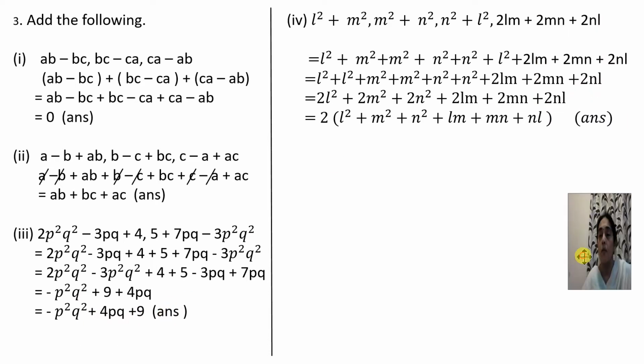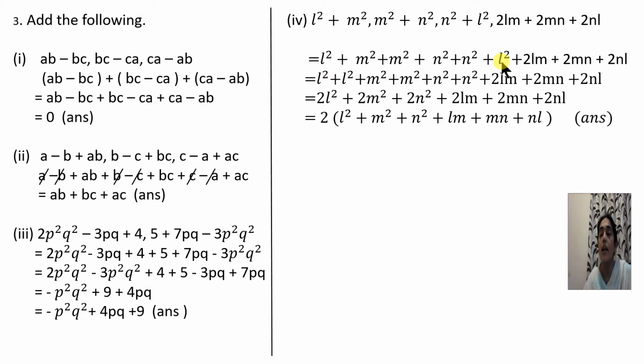Now, next one is L square plus M square plus N square, plus L square plus M square plus N square plus 2LM, 2MN plus 2NL. I will add all this. After adding, what do I do? I collect the like terms. L square, which is the like term from here? Just observe. L square. So, one L square is here also.